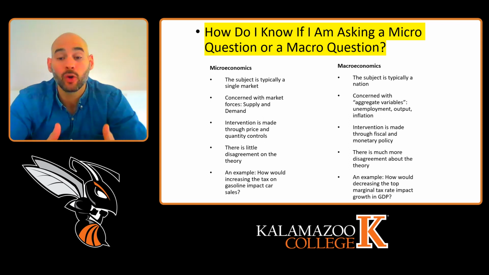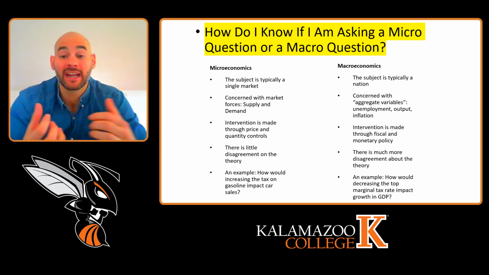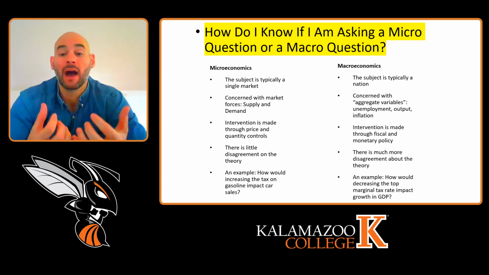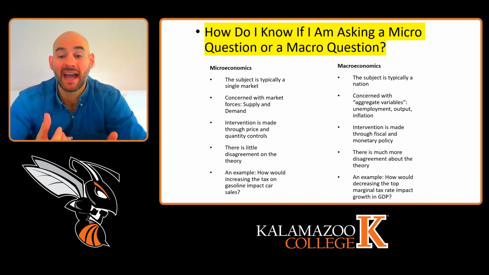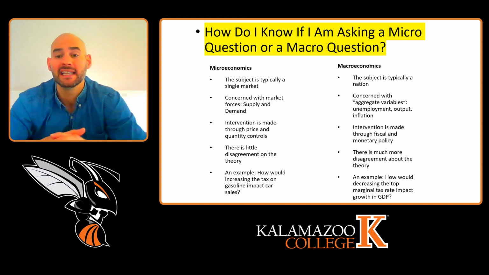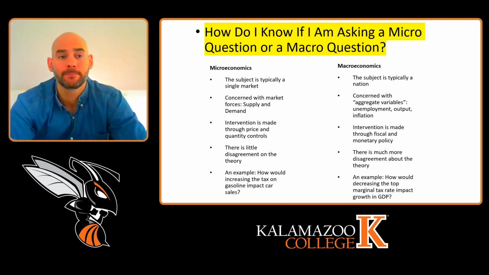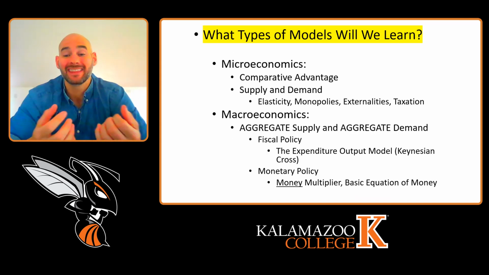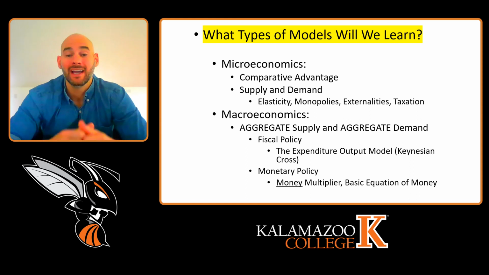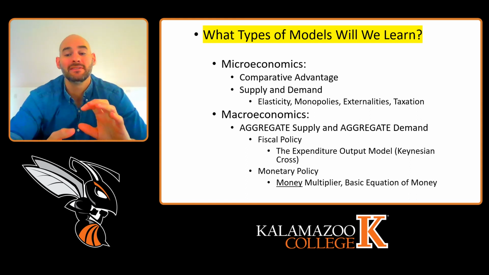Whereas when we think about a macroeconomic question, we're thinking about those aggregated measures. So for example, how would decreasing the top marginal tax rate impact growth of GDP? And so these, I think, are good examples of how we can differentiate what defines a micro question from a macro question.